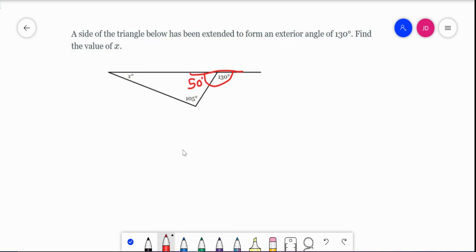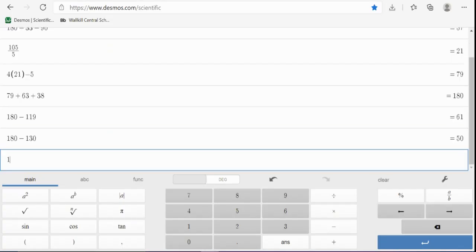That means I can find this angle, knowing that all three angles inside here add up to 180. So you do 180 minus 105 minus 50. So this angle right here is going to be 180 minus 105 minus 50, and that is 25 degrees.